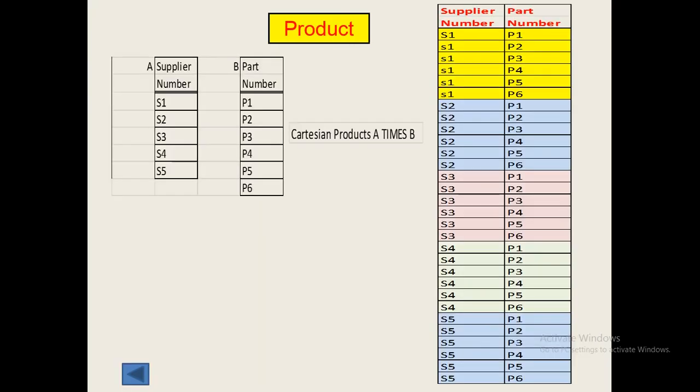The next operation is product. This operation combines the tuples of one relation with all tuples of the other relation. As shown in this example, every supplier number from table A is joined to all part numbers in table B, and the result of the product is shown by this relation.